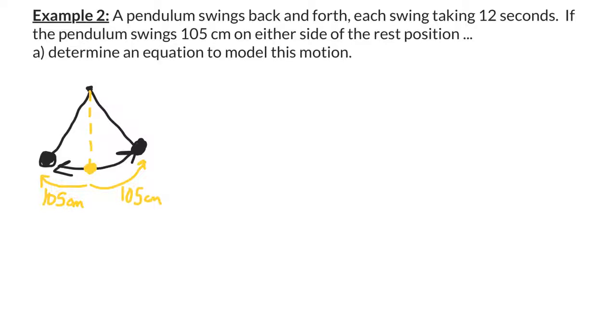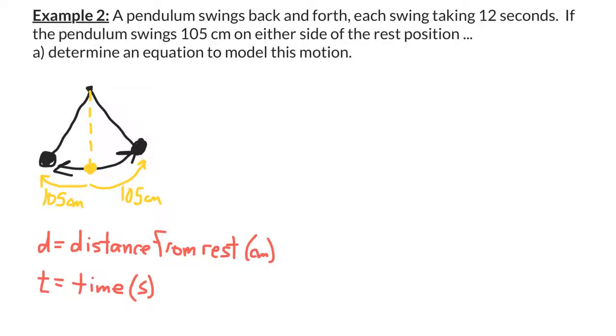So the question's saying there's 105 centimeters to this side and another 105 centimeters on the other side of that rest position. So for this problem, I'm going to say d represents the distance from that rest position in centimeters. And I'm also going to say that t represents the time in seconds. If I think about a graph for this situation, I'm going to graph distance on either side of the rest. So I'm going to say that my rest position is at 0. And my pendulum's going to swing 105 centimeters to one side and 105 centimeters to the other side, like that.